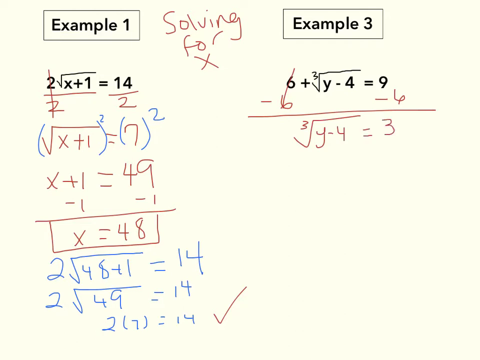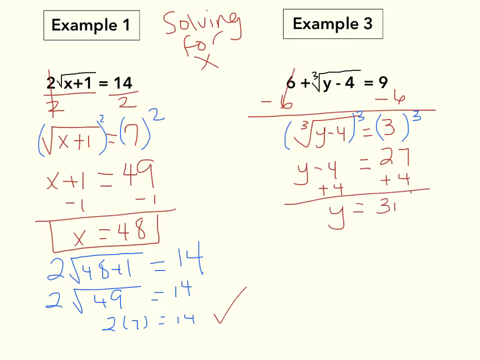Our second step is to apply the inverse operation. We want to get rid of this radical here. And the inverse of a cubed root is cubing it, or raising it to the third power. So that cancels the cubed and the cubed root, and now we just have y minus 4, and 3 cubed is 27. And then our third step is just to solve. So get the y all by itself. So y equals 31.